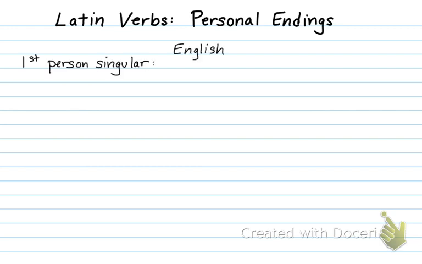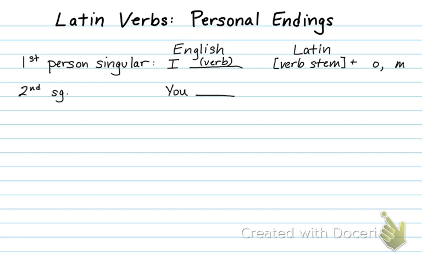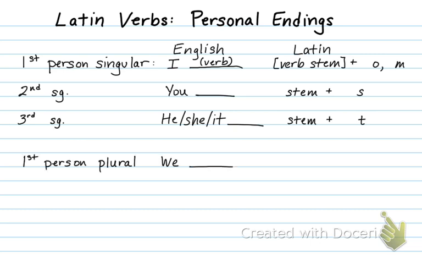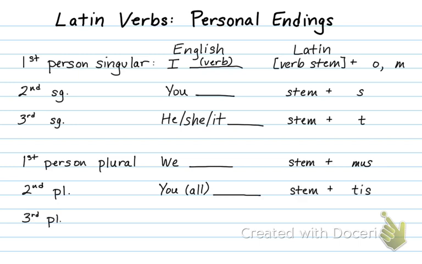In English, as I mentioned before, the first person singular is represented by the pronoun I and then the verb. In Latin, we simply take the verb stem and add either O or M. For the second person, which in English is represented by the pronoun you plus the verb, Latin is the stem plus S. Third person singular, he, she, it, verbs, Latin stem plus T. First person plural, we blank, Latin stem plus mus. Second person plural, you all blank, Latin stem plus tis. Third person plural, they blank, Latin is stem plus nt.